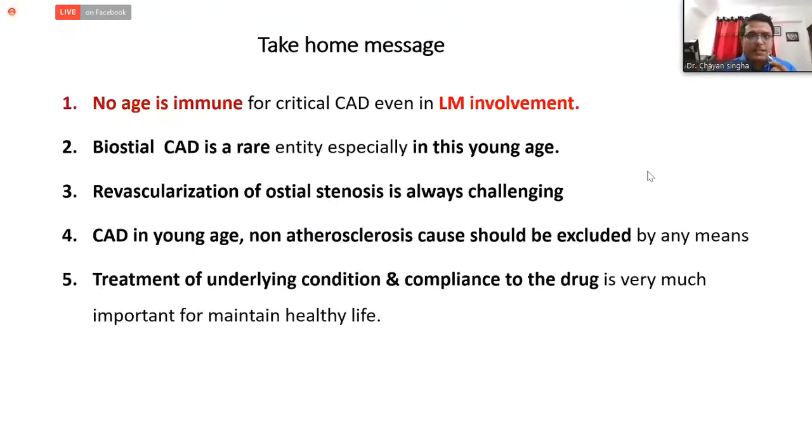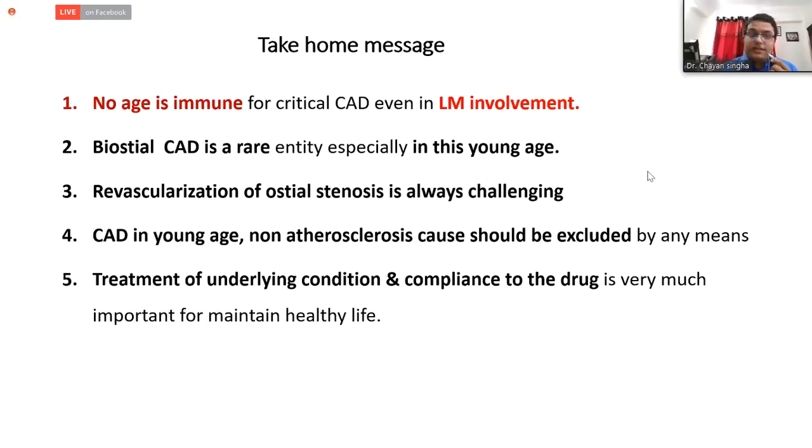So my take-home message from the presentation is that no age is immune from critical coronary artery disease, even with left main involvement. Biostial coronary artery disease is a rare entity, especially at this young age. Revascularization of ostial stenosis is always challenging.